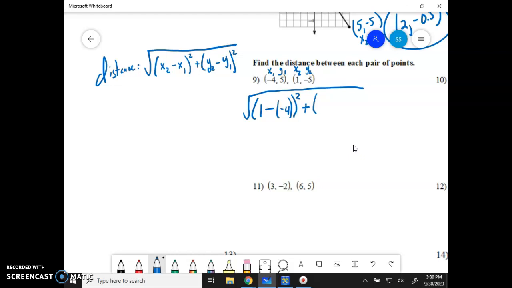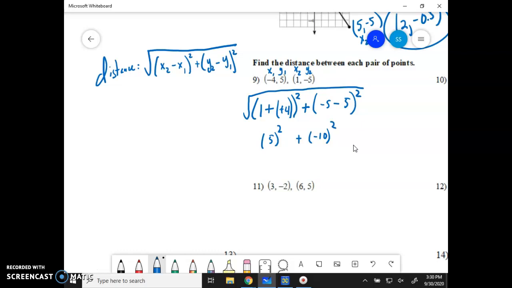Plus y2 is -5 minus y1 is 5. And we square that. So now we just simplify underneath here. We're going to add those together, or change this sign. So we change the sign in the parentheses as well. So we get 1 plus 4, which is 5. And we got to square it still. Plus -5 minus 5. This is going to be -10 squared.